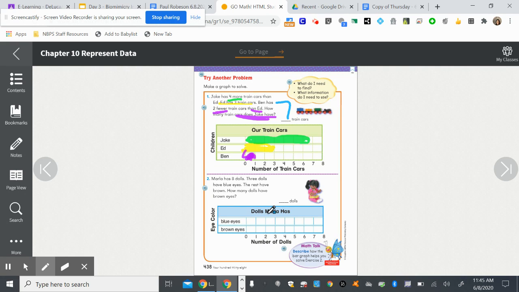Let's try another one. So this one's going to be about dolls that Maria has and their eye colors. So it's either going to be blue eyes or brown eyes, and the number of dolls that have each. Maria has 8 dolls. 3 dolls have blue eyes. The rest have brown eyes. And she has 8 dolls altogether. So let's see, we know how many have blue, right? So let's do that one first. 3 dolls have blue eyes. So 1, 2, 3.